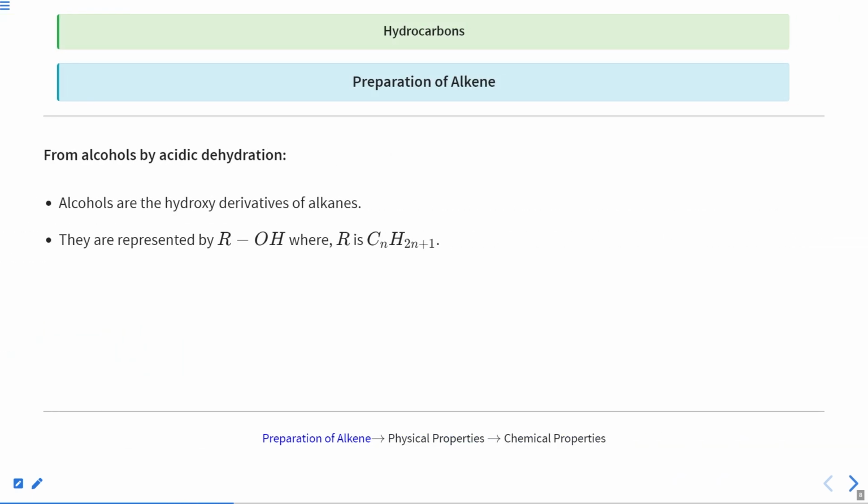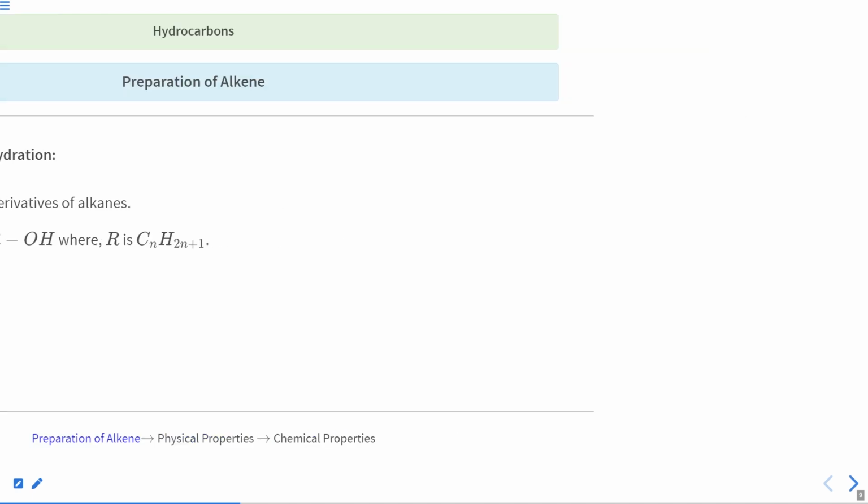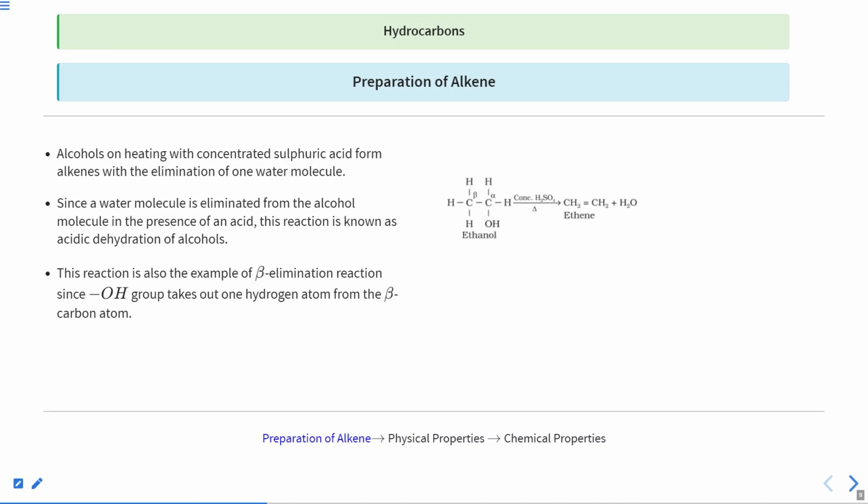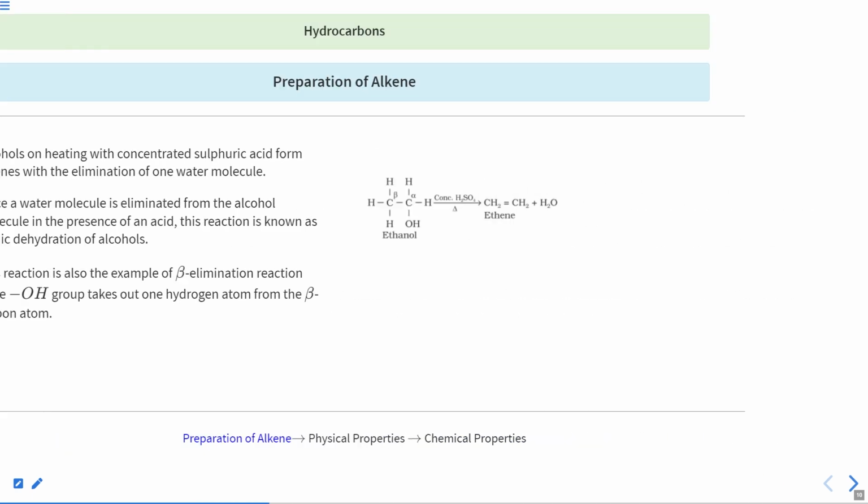Now we can do another preparatory method, that is from alcohol. We are again doing the beta elimination, in which we take an alcohol and treat it with H2SO4 and heat. That gives us a beta eliminated product, which is again an alkene.